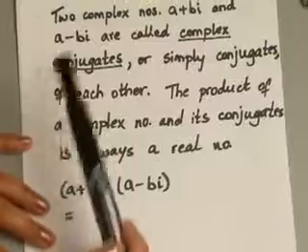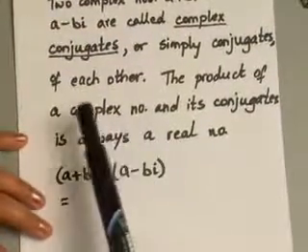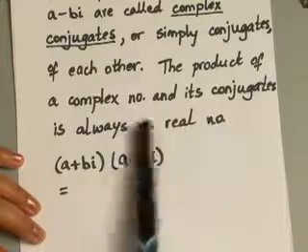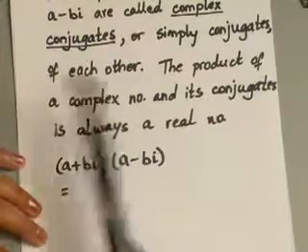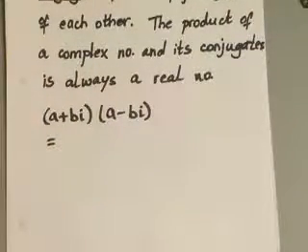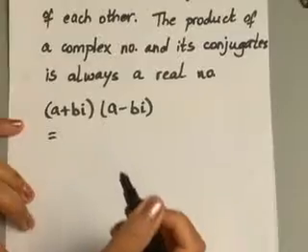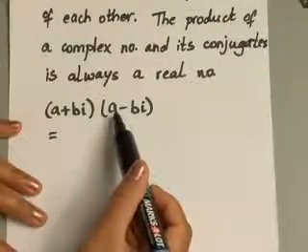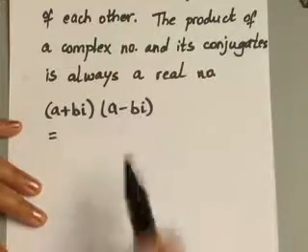When you take the product of these complex conjugates, a complex number and its conjugate, the product is always going to be a real number. And we'll go ahead and see why that is true. Now, if you remember, we had talked about conjugates when we were rationalizing the denominator. It's kind of the same concept here. So here we have a plus bi, and we're multiplying that with its conjugate, a minus bi.